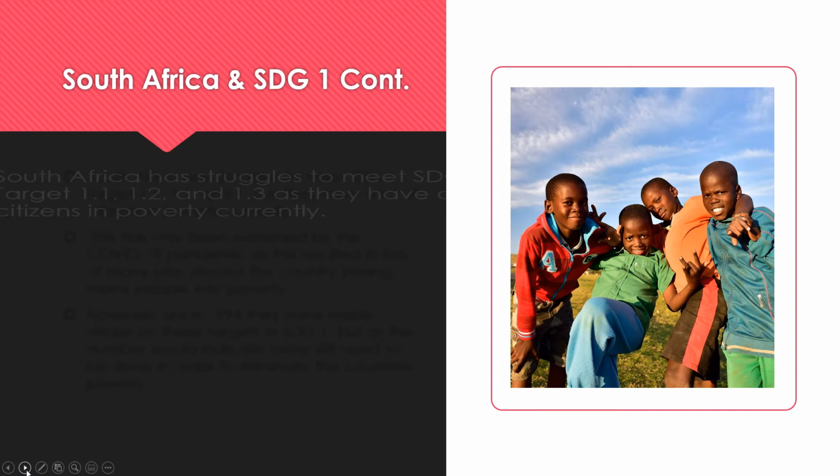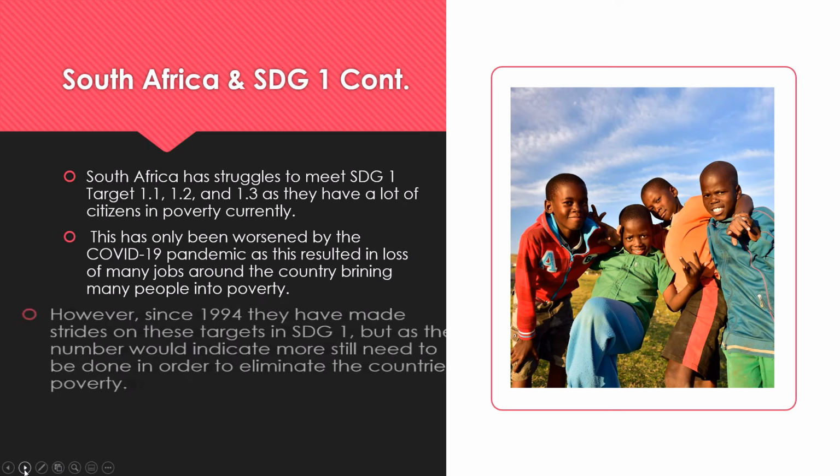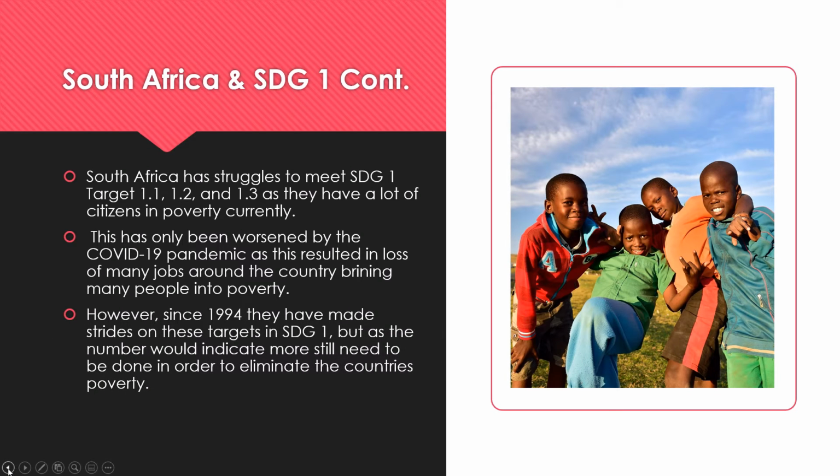And continuing on with SDG 1 in South Africa, it's struggling with certain targets: 1.1, 1.2, 1.3, as it's reported that 18.9% of the population, about 11 million South Africans, live on less than $1.90 per day, which is more than extreme poverty, but still it's less than the international poverty line, a very small amount, as this will round up to about $55 per month.